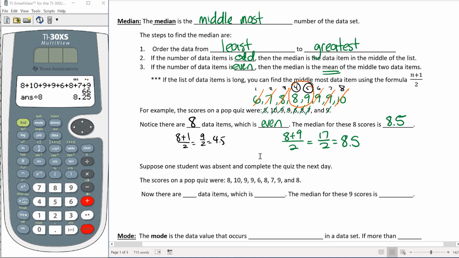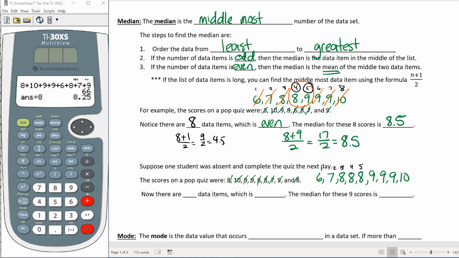Now let's suppose that maybe a student was absent and they completed the quiz the next day. So now I don't have 8 data points anymore, I have 9. So let's reorder these. 6, I have a 7, 1, 2, 3 8s, 3 9s, and a 10. And I should have 9 here. So this is the first, second, third, fourth, all the way up to 9.